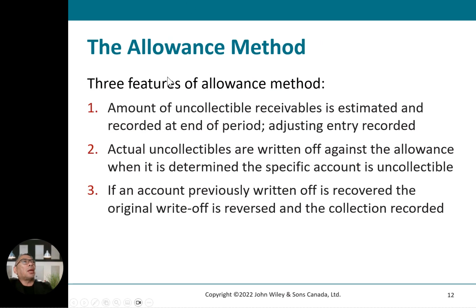The allowance method. There are three features of the allowance method. The amount of uncollectible receivables is estimated and recorded at the end of the period. An adjusting entry is recorded.